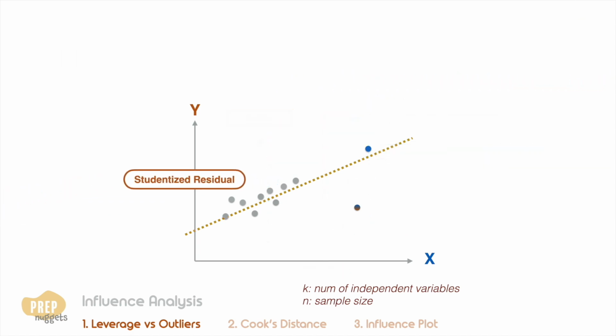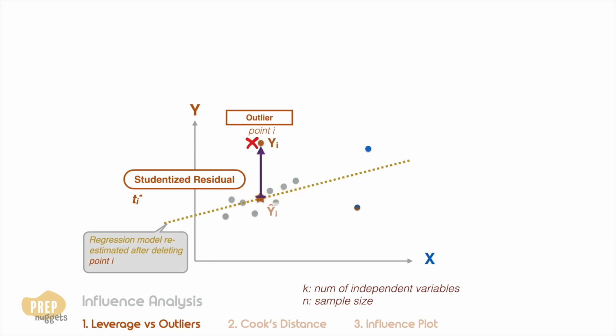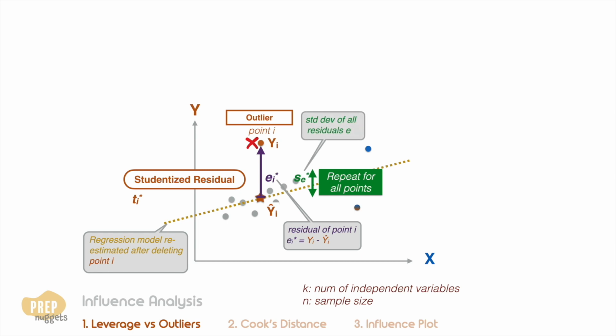To identify outliers, the preferred method is to use studentized residuals, denoted by the letter T, as it is a T statistic. For each data point i, the point is deleted and the regression model is re-estimated with the remaining data points. The residual of this data point is its Y value minus the predicted Y value from the regression. This is repeated for all the data points, and we're able to determine the standard deviation of the residuals. For each particular data point, its residual over the standard deviation is its studentized residual. This reflects the number of standard deviations that the data point is away from the regression line.